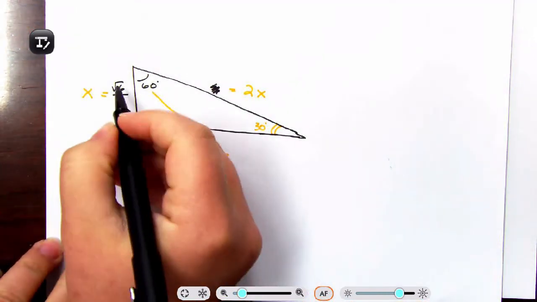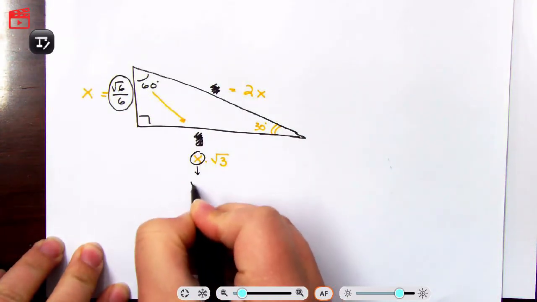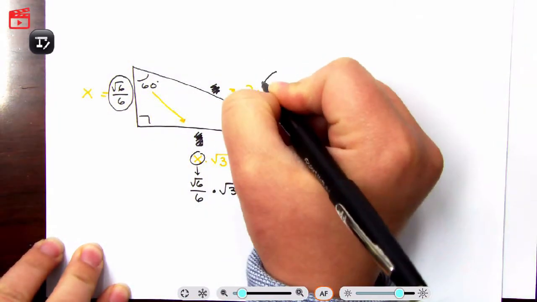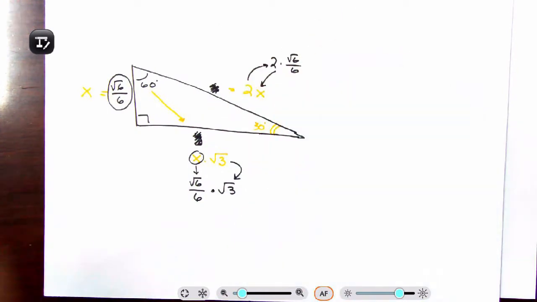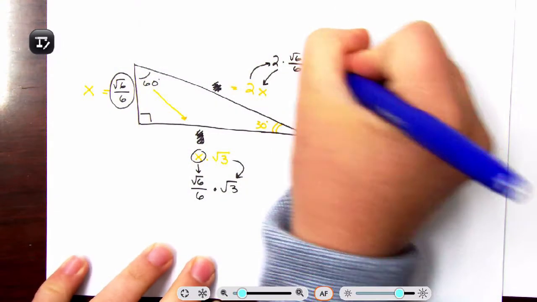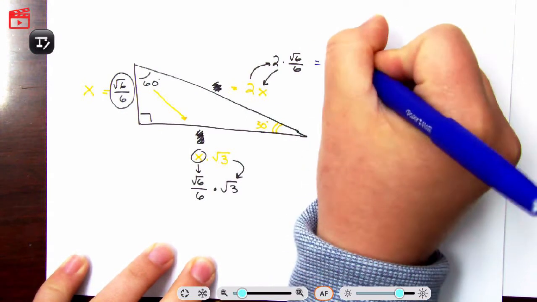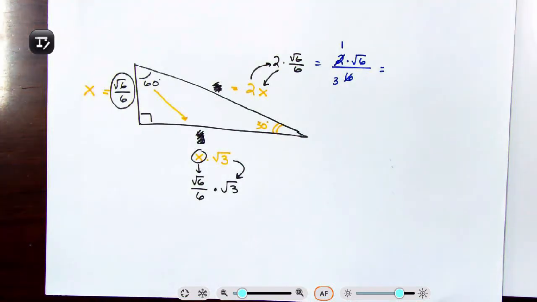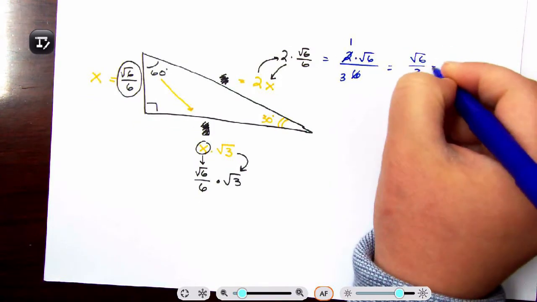Now, since we know x is root 6 over 6, we're going to come in and replace x here and replace x here. So now we have 2 times the square root of 6 divided by 6, and we have the other one. So let's just work with this one first for the hypotenuse. 2 goes into 6 3 times. And so now we have root 6 over 3. This is your hypotenuse.